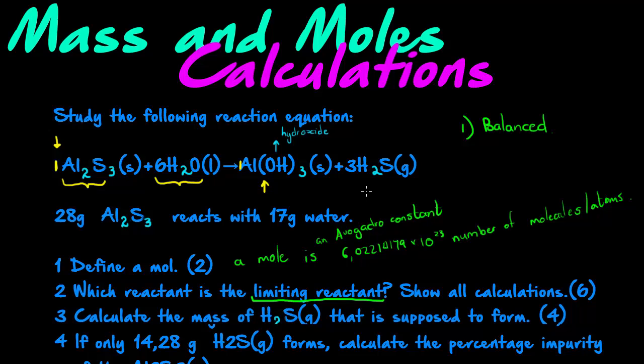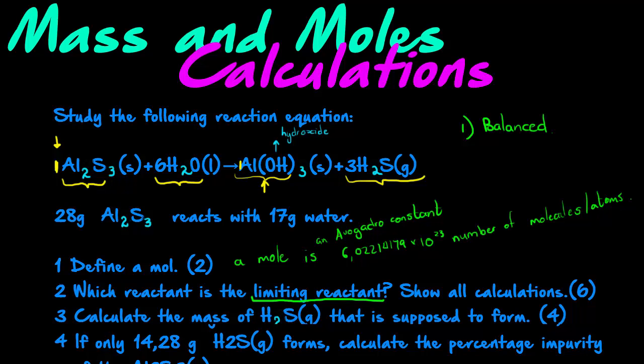substances, or molecules. Okay, so if an Avogadro constant just represents a number of those, that would mean if I have 1 Avogadro constant of these, I will need 6 Avogadro constants of these, and it will produce 1 Avogadro constant of these and 3 Avogadro constants of those.